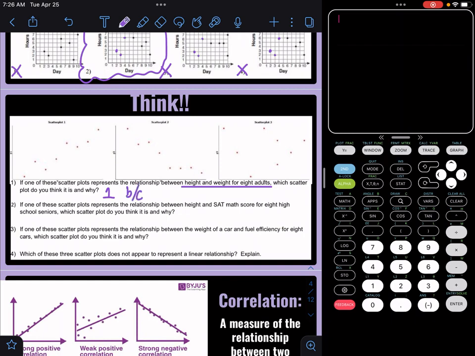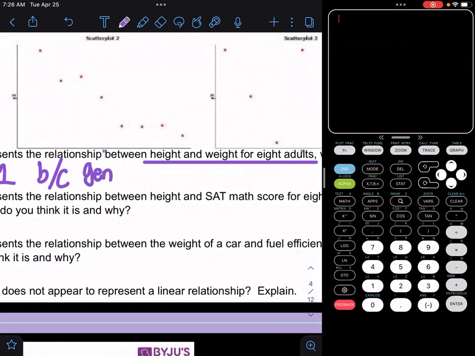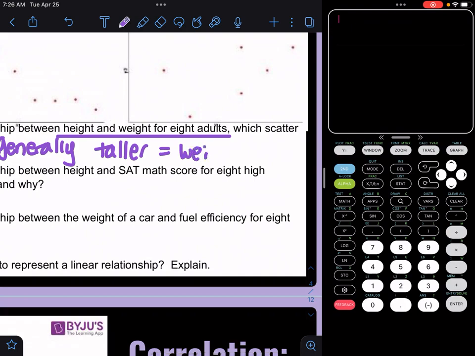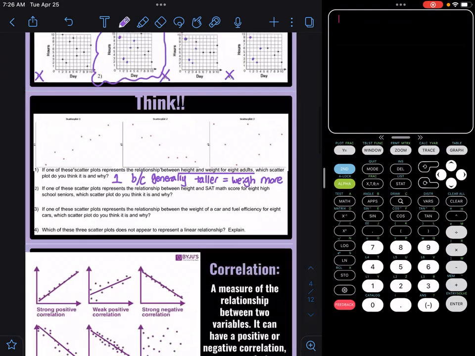Because generally, taller equals weigh more. I'm just abbreviating here. You would write a better sentence than me.